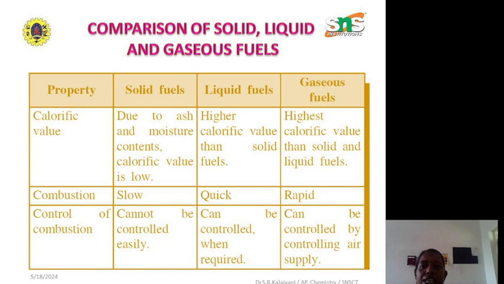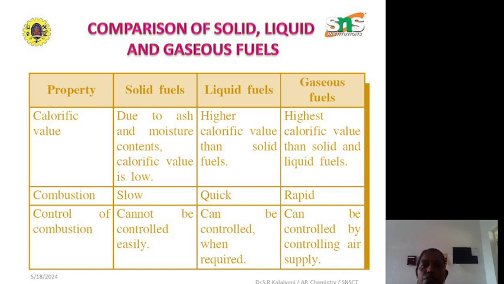First one is the property, calorific value. In solid fuels, due to ash and moisture content, calorific value is low. Liquid fuels have higher calorific value than solid fuels. Gaseous fuels have the highest calorific value compared to solid and liquid fuels. Then the second property is combustion. In solid fuels, the combustion process is slow. In liquid fuels, combustion is quick. In gaseous fuels, combustion is rapid.